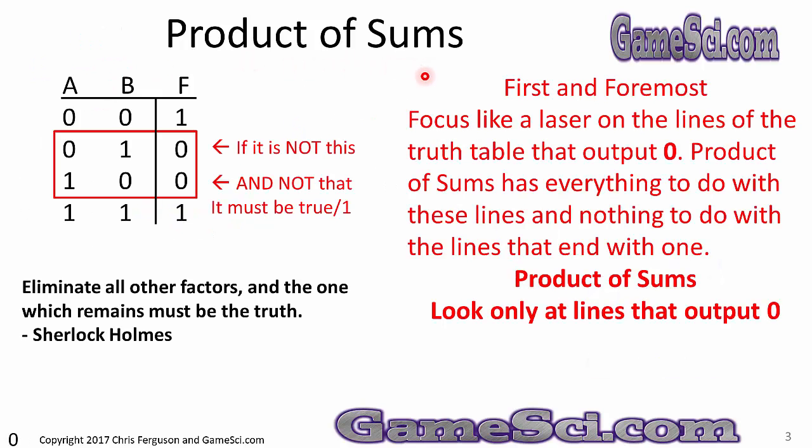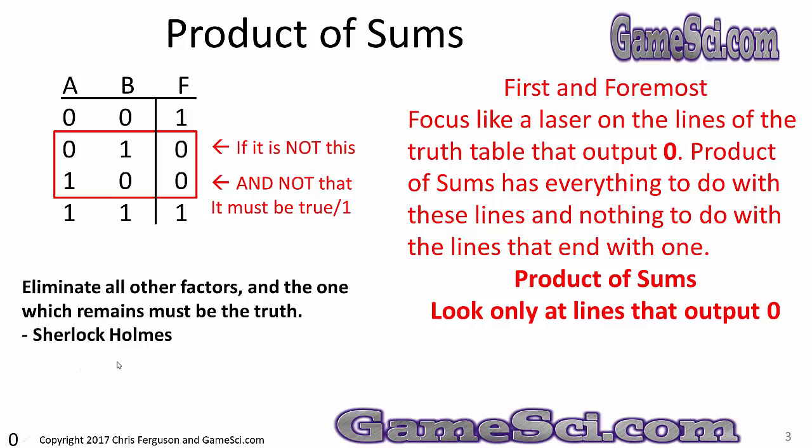Product of sums. First and foremost, focus like a laser on the lines of the truth table that output 0. Product of sums has everything to do with these lines and nothing to do with the lines that end with 1. Product of sums says look only at the lines that output 0. Basically, if it's not this line and it's not that line, it must be a true. Eliminate all other factors and the one which remains must be the truth. Sherlock Holmes.